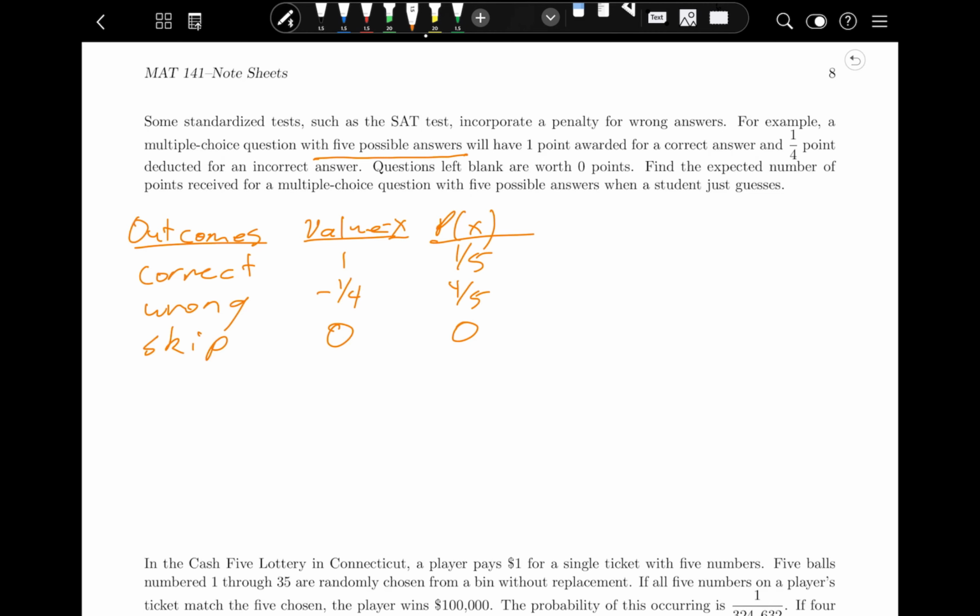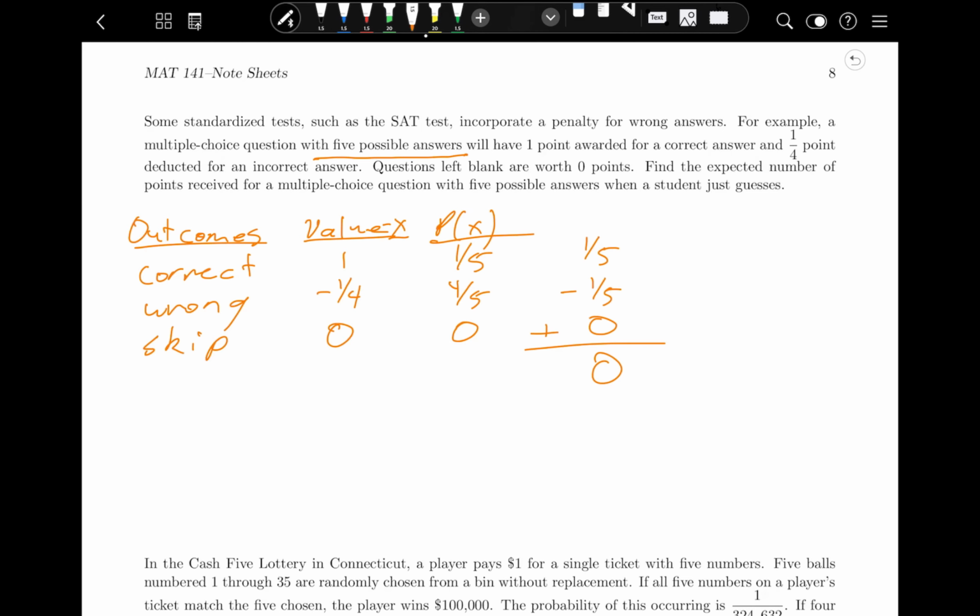So now we find the mean. What we do to do expected value is we multiply these together and then we add them up. So this would be 1 times 1/5 is 1/5. Negative 1/4 times 4/5 is negative 1/5. 0 times 0 is 0. And when I add those all together, I get 0.